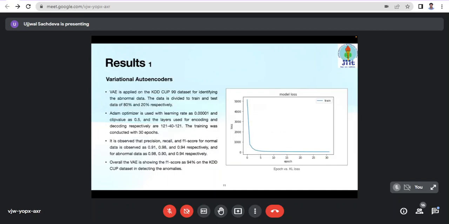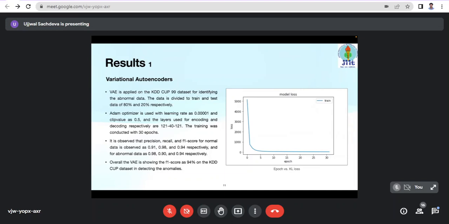Now the results of our study. Variational autoencoders is applied on the KDD Cup 99 dataset for identifying the abnormal data. The data is divided into train and test data of 80% and 20% respectively. Adam optimizer is used with the learning rate as 0.0001 and clip value as 0.5, and the layers used for encoding and decoding respectively are 121, 40, 121. The training was conducted with 30 epochs.